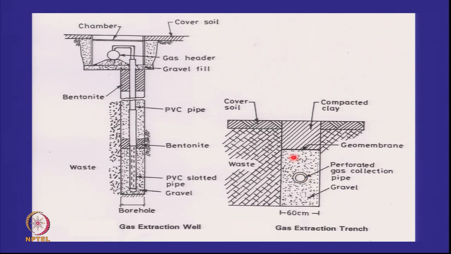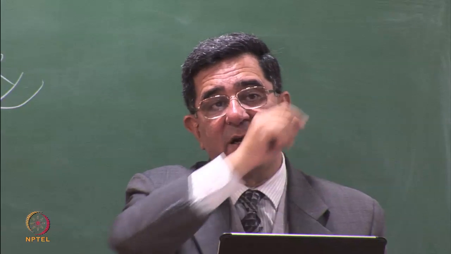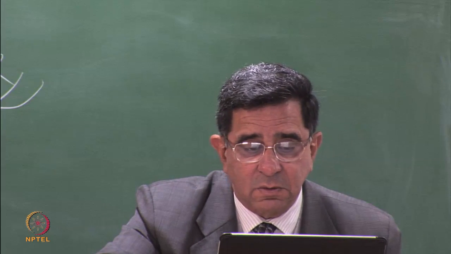This is a perforated pipe, and you will have to have a geotextile filter separator between the gravel and the waste, right? And you have put compacted clay at the top. You don't want to extract air through this pipe. You don't want anything coming from the top into this pipe. So these trenches can also be put in the waste, as horizontal trenches. As you are laying the waste, you can make horizontal trenches and get your gas out.